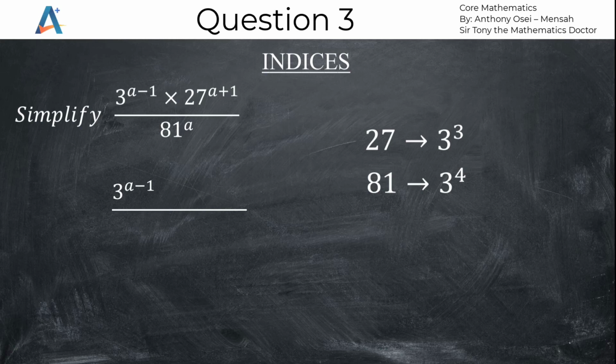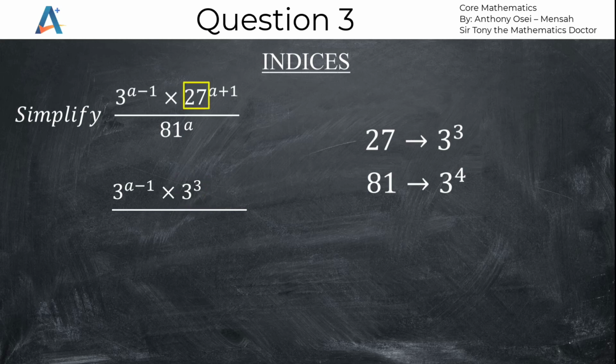Then we bring the multiplication sign. Then we take 27. Don't forget that 27 is not in base 3, so we have to go to the conversion. Then take the base 3 that is belonging to the 27, and that is base 3 power 3. So in place of 27 alone, you put base 3 power 3, because 3 power 3 is 27.